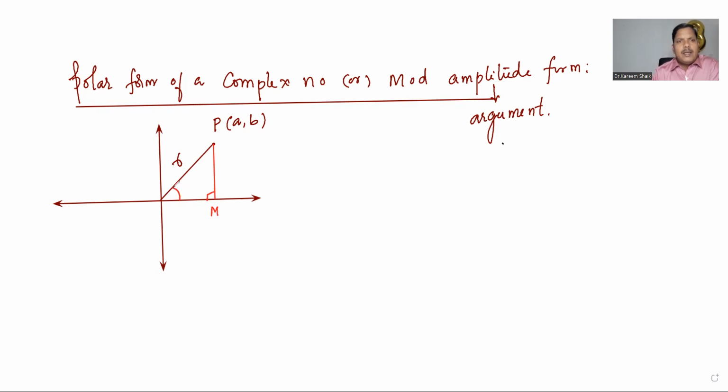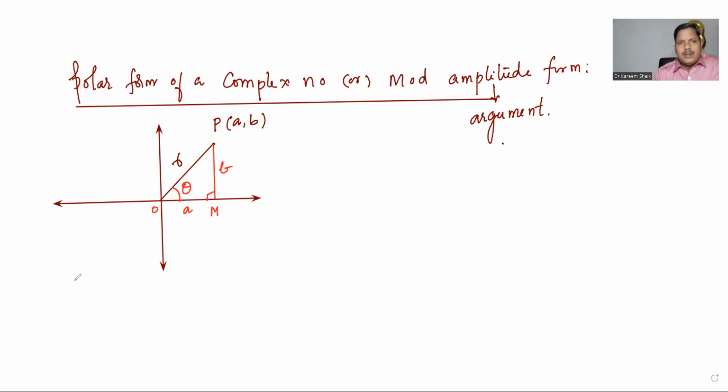Now, it makes an angle theta in the anti-clockwise direction. I am denoting it by theta. Now, can I say that OM is nothing but a and PM is nothing but b? Why? a is the distance of M from O on the x-axis, so our x-coordinate is a. And PM is the distance on the y-axis, so our y-coordinate is b. So we can denote PM equals b here, OM equals a.